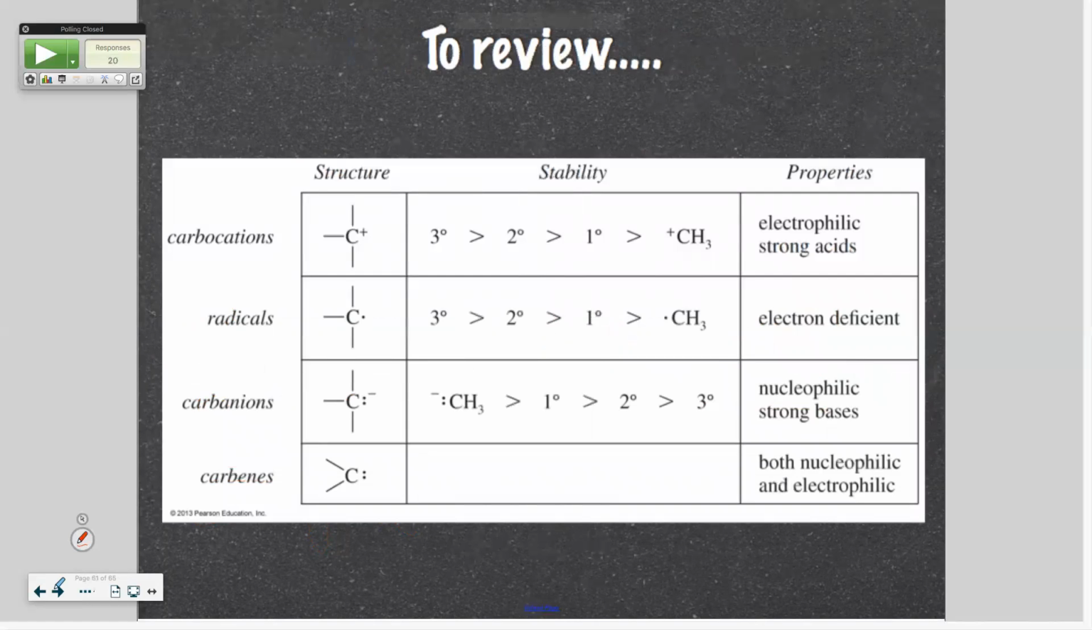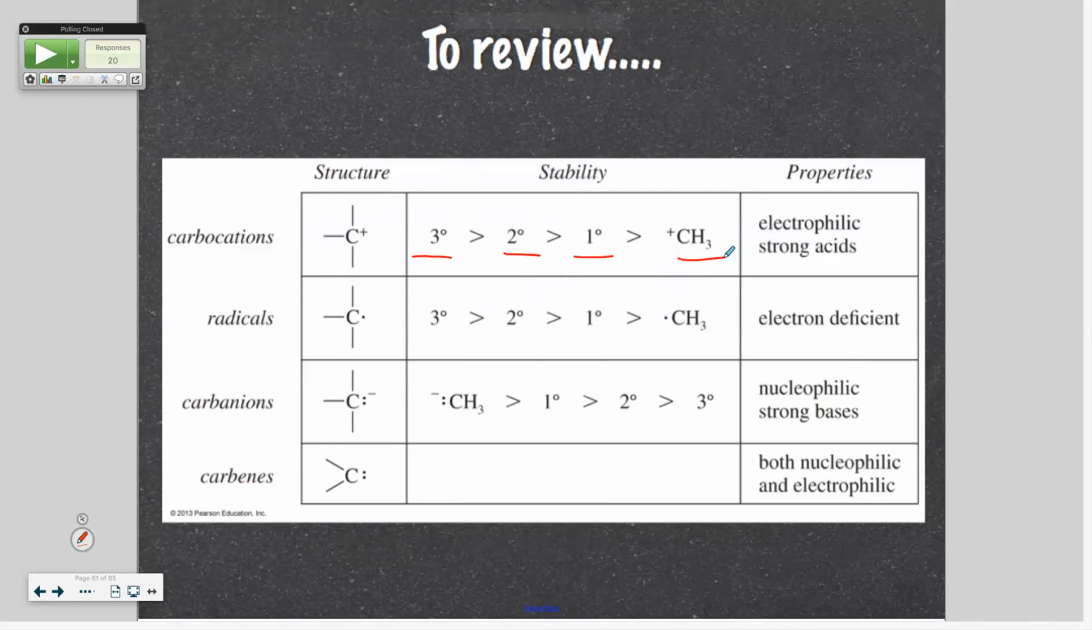Okay, so to review, carbocations have a carbon with a plus charge. They have 6 electrons, okay? And notice the stability. Who's the most stable? Tertiary, then secondary, then primary, then methyl. They are electrophilic.